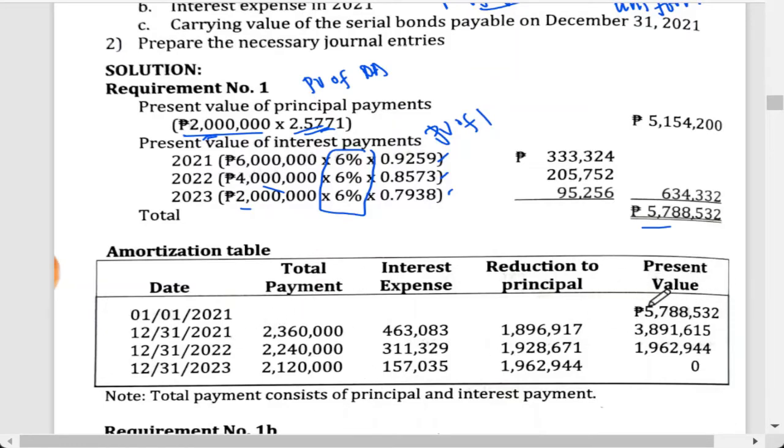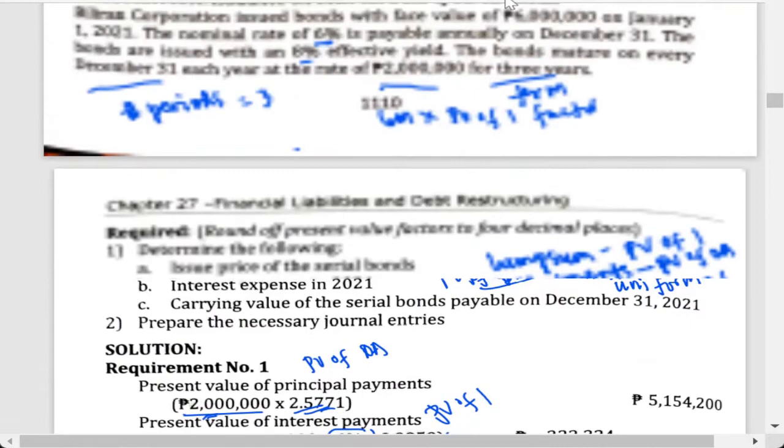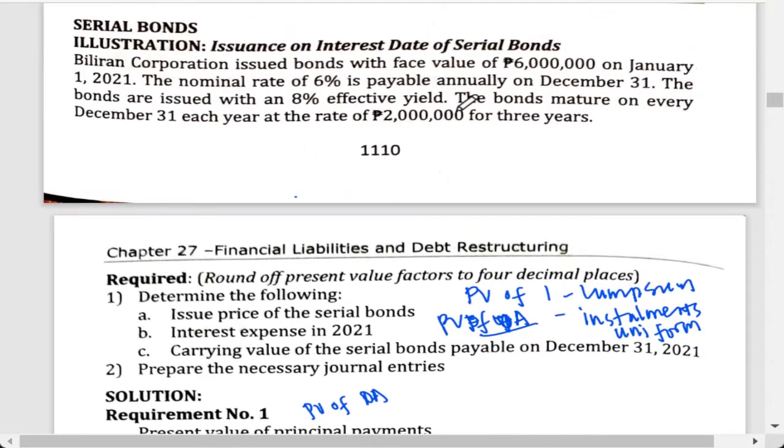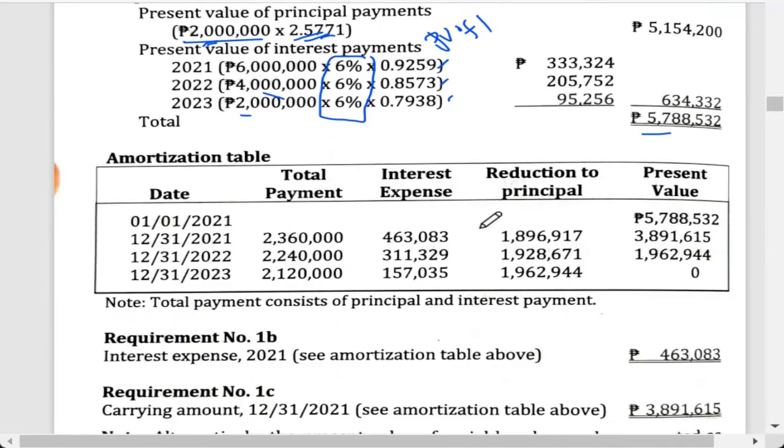So, di ba, this is the issue price. We multiply it by the effective rate. So, ang effective rate here, or the effective yield here is 8%. Okay, so 8% ang gamiton. And kani siya, 6% kani siya. 6%, yun sa man siya pagkuha. We will compute that later on. So kani sa 5,788,532 times 8%. So you will get 463,083. How do you get this one?